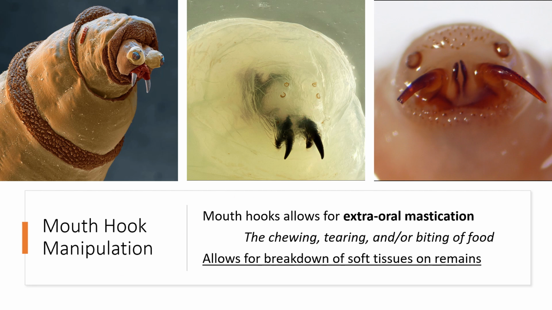Now, a lot of species you'll end up being able to identify with mouth hooks because they have different articulations on them. But all these mouth hooks, regardless of their morphology, are used for extraoral mastication, which is just chewing, right? Or most of the time it really is tearing because they don't have the ability to actually crunch on their food. So they're virtually scraping the tops of the food and then adding those enzymes to help break it down so they can ingest it.